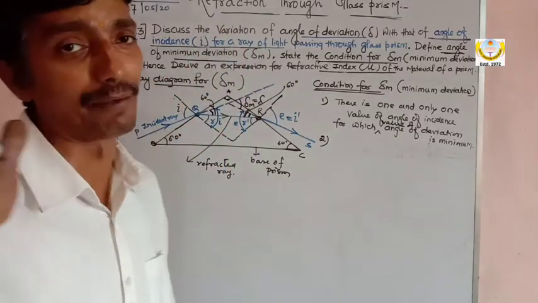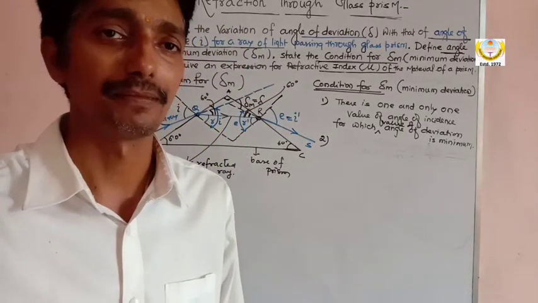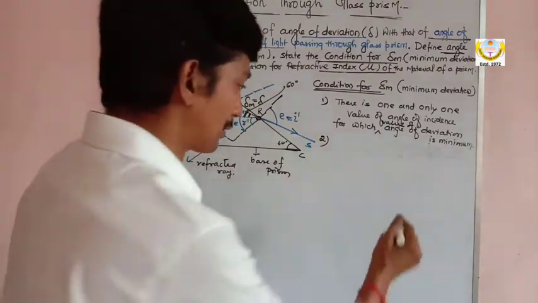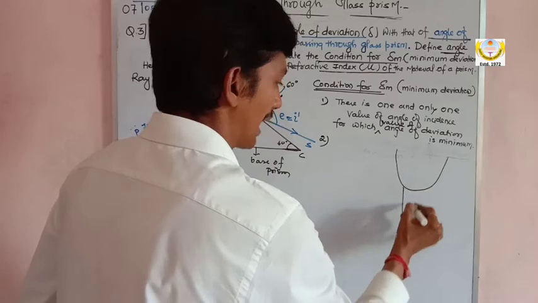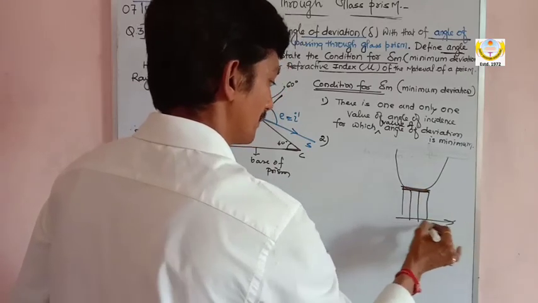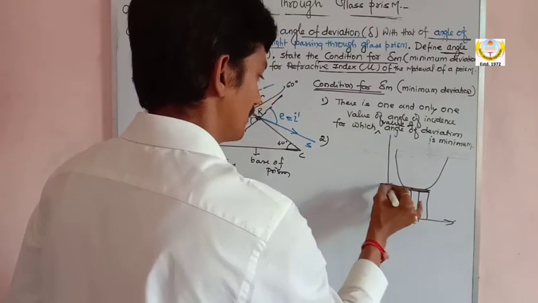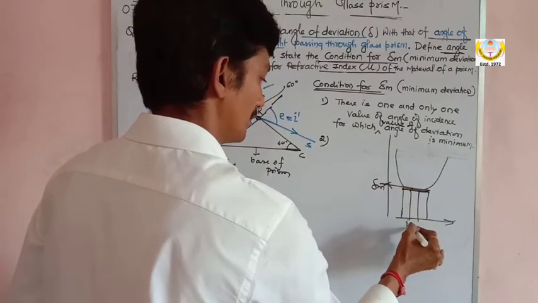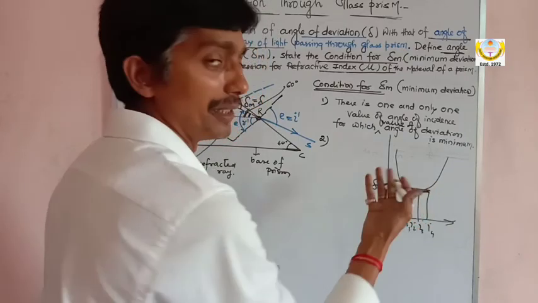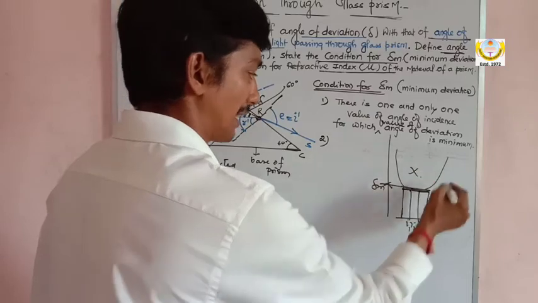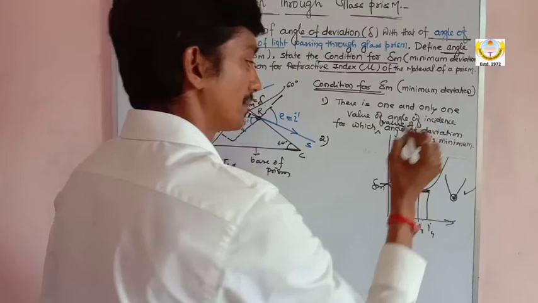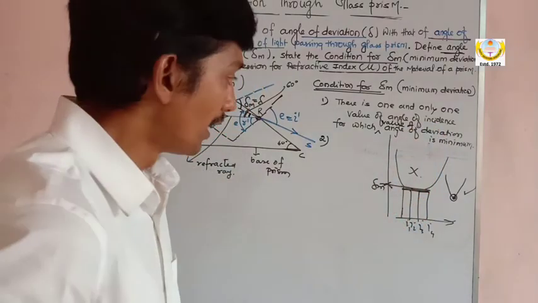There should be one and only one value of angle of incidence. That is the first condition. There should not be four or five values. Therefore the graph should not be flat. This is a wrong graph, because here I am getting many values where the value of delta is minimum. So wrong graph. The graph nature should be like this, only one value. This is wrong. Am I clear, my dear?